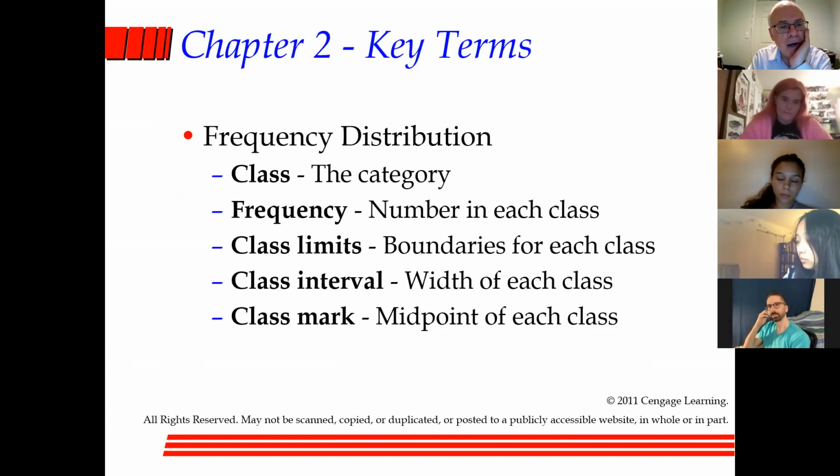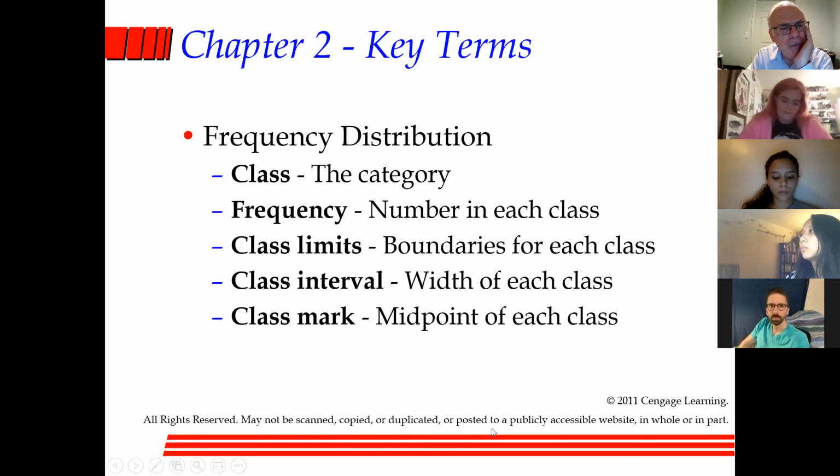All right, so we have class, which is another name for category. Frequencies, the count or number in each class. The class limits are the boundaries for each class. So each class will have an interval of values. So the endpoints are called the class limits. The width of each class, notice how far apart the endpoints are, is called the class interval.